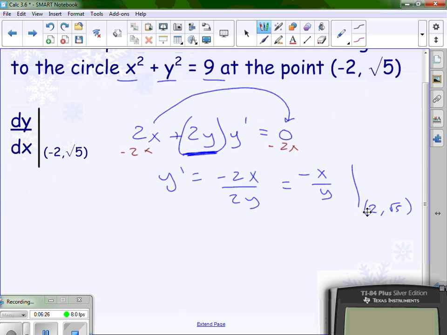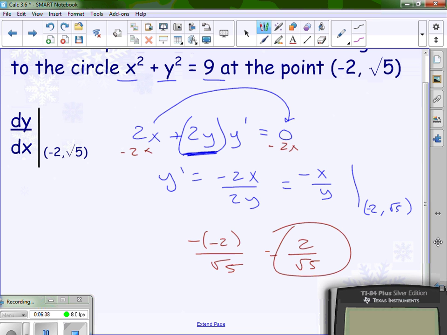What's this number stand for? X. So negative 2 over, this is your y. So it's 2 over square root of 5. That is your answer. So what we should do now would be 2 square root of 5 over 5. Then that's it.